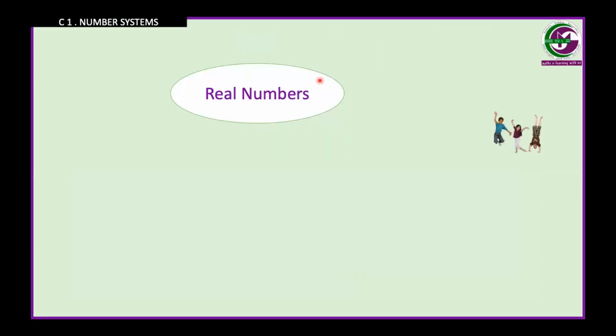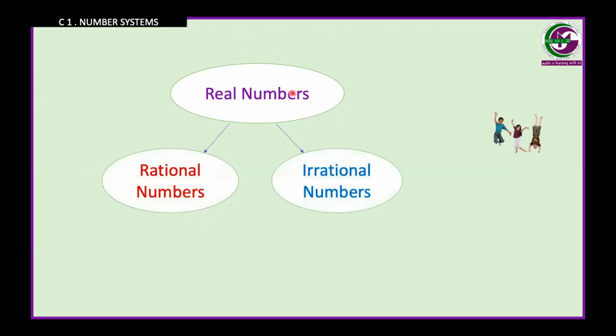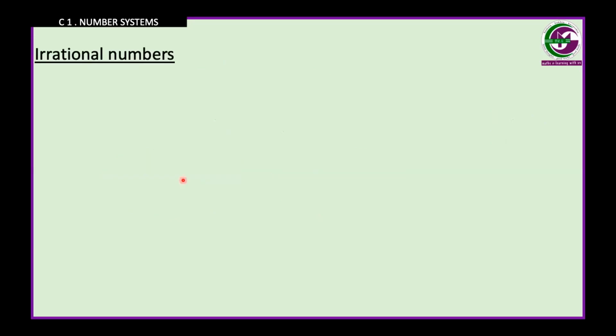Now, once again, what are real numbers? It can be categorized into rational numbers as one group and irrational numbers as the other group. But notice that none of the rational numbers are irrational numbers and none of the irrational numbers are rational numbers. Is that clear? Great. Now we have to find the value of square root of 2. Can you guess what's the value of root 2?